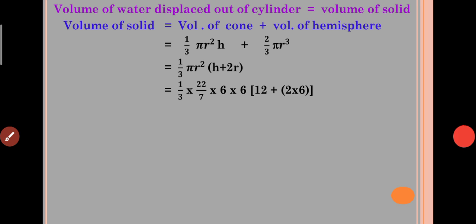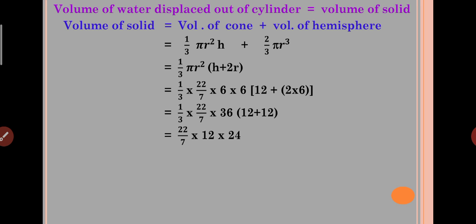1 by 3 into pi value 22 by 7 into r square. R value is 6, so r square means 6 into 6, into h value 12. Small h for the cone. Capital H is only for the cylinder. For the cone it is small h, that value is 12. So 12 plus 2r, 2 into r value 6. Now 1 by 3 into 22 by 7 into 6 into 6, 36. Inside the bracket 12 plus 6 twos are 12.